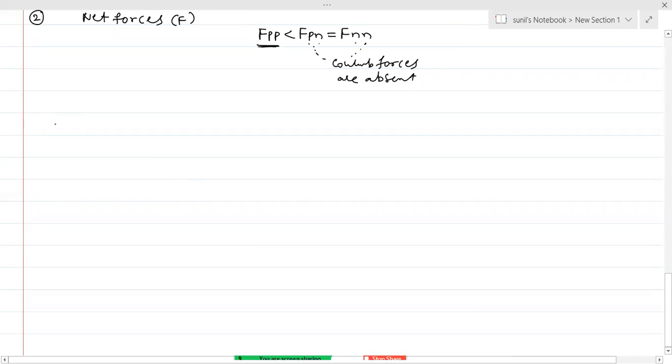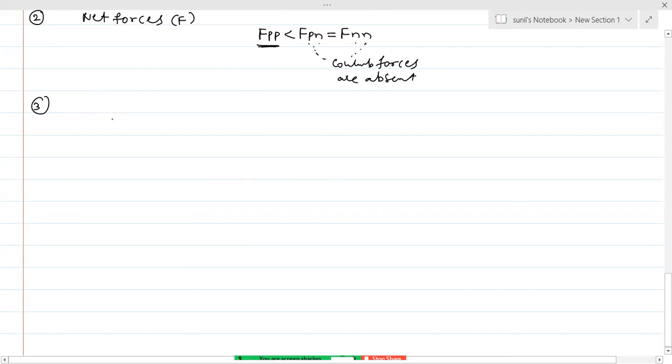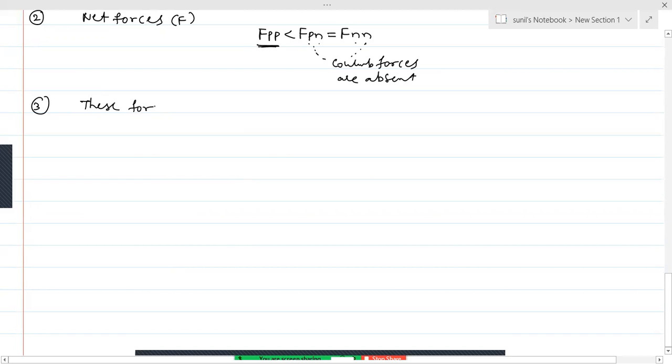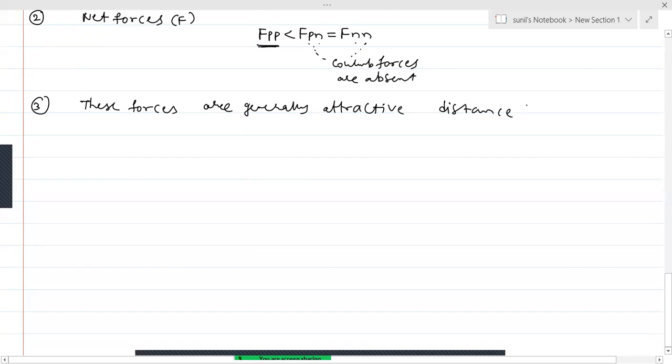So we used to take the next discussion. These forces are generally attractive at a distance greater than 0.8 Fermi. Generally greater than a distance of 0.8 Fermi. So we know that 1 Fermi is equivalent to 10^-15 meters.